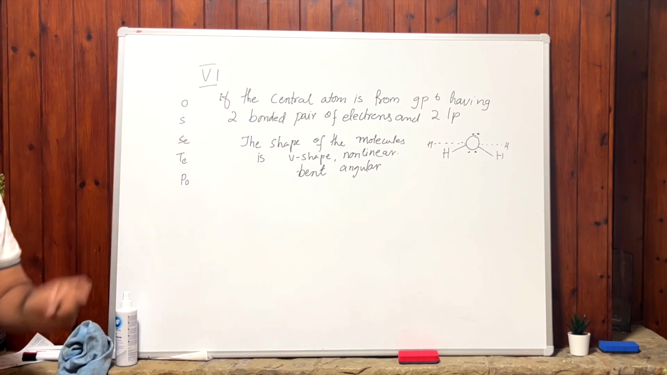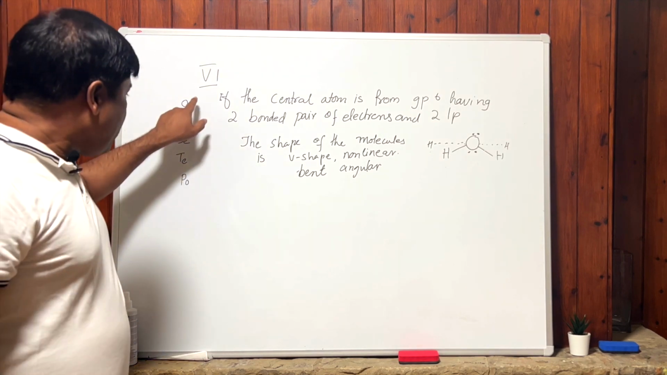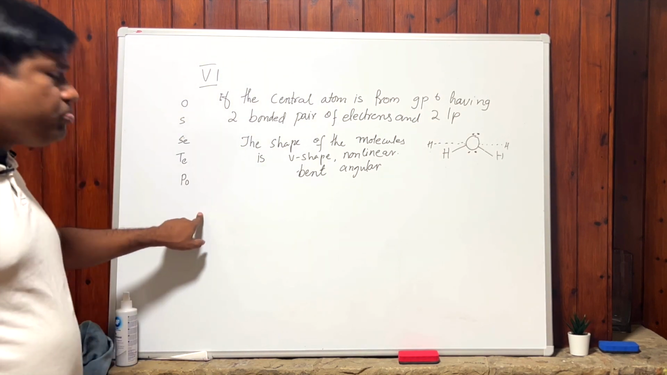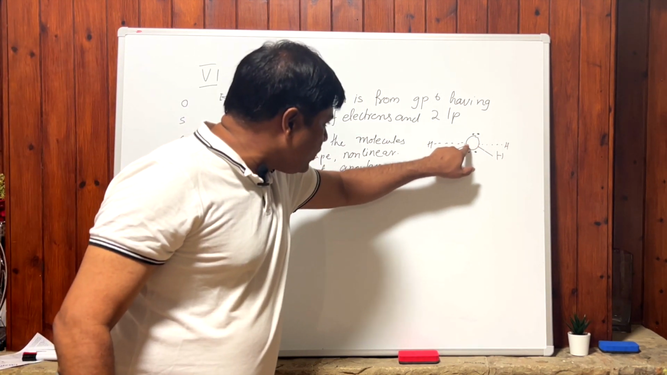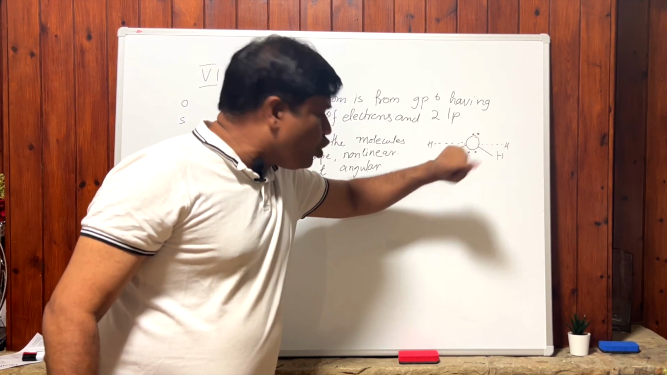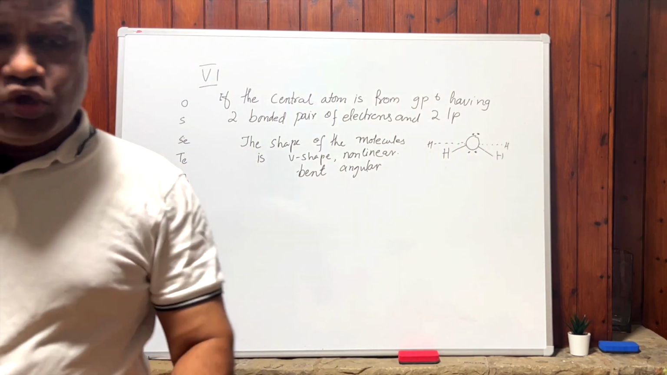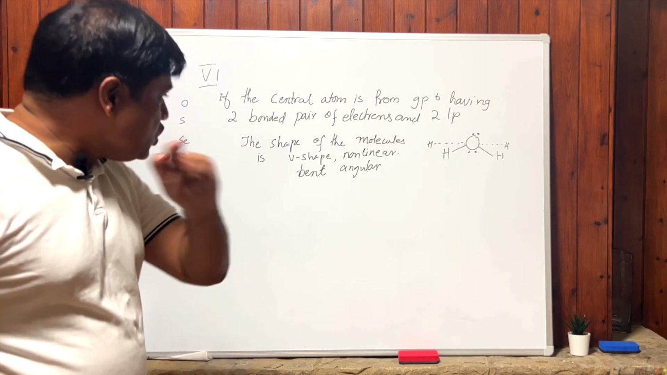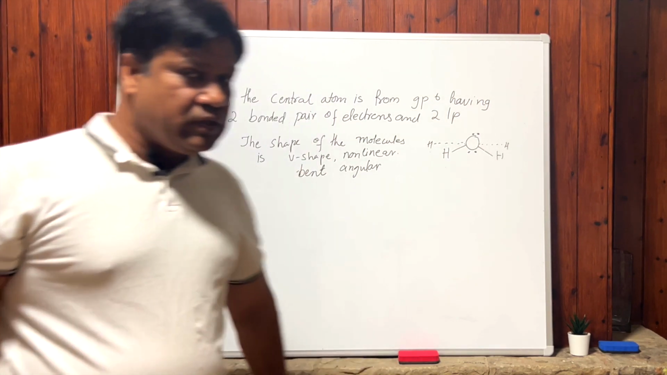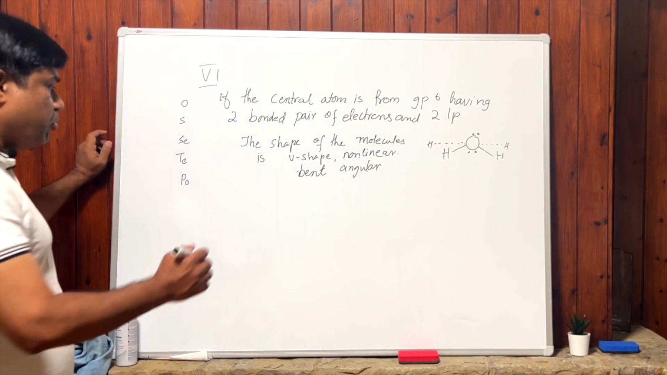What is the condition, guys? The condition is if the central atom is from group 6, having 2 bonded pairs of electrons and 2 lone pairs, then the shape of the molecule is non-linear, V shape, bent.